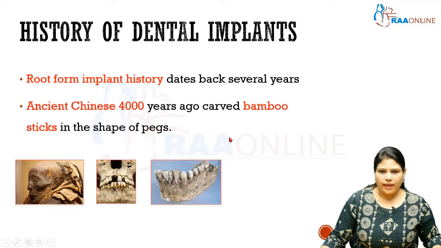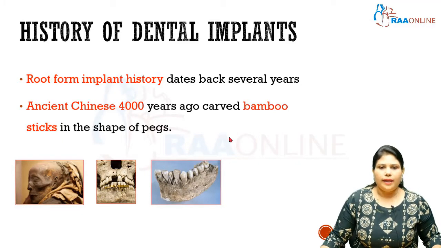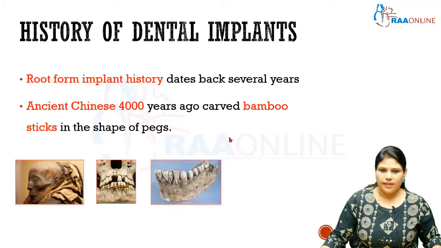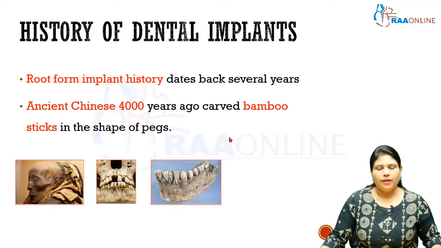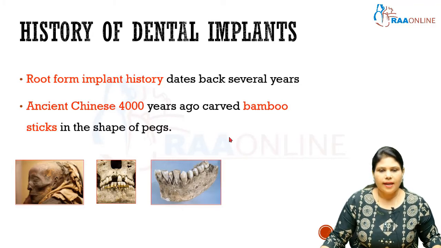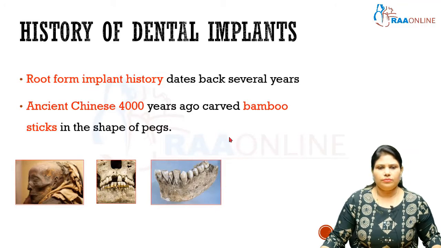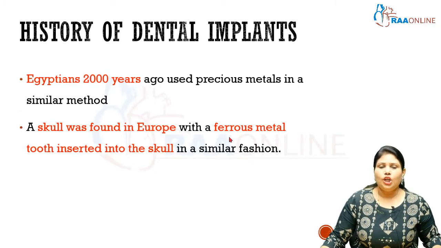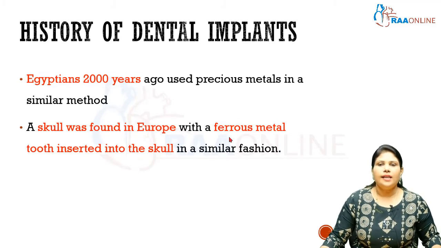Talking about the history of dental implants, the root form implant history dates back several years. Ancient Chinese, if you see, 4000 years ago, carved bamboo sticks in the shape of pegs, and these pegs were embedded into the crown or into the root portion of the tooth. Egyptians, 2000 years ago, used precious metals in a similar method. A skull which was found in Europe with a ferrous metal tooth inserted into the skull portion looked in a similar fashion like a root.